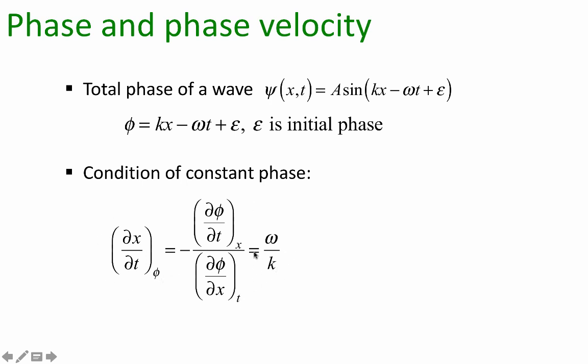Let's take our partial derivatives. Partial of phi with respect to t is minus omega. There was an extra minus sign, so that's why we just got an omega on top. Partial of phi with respect to x is k. So we throw our k in down here, and look, we've got that the condition of constant phase is omega over k. That's what we said before, that v equals omega over k.